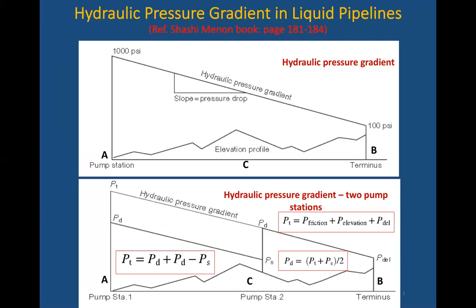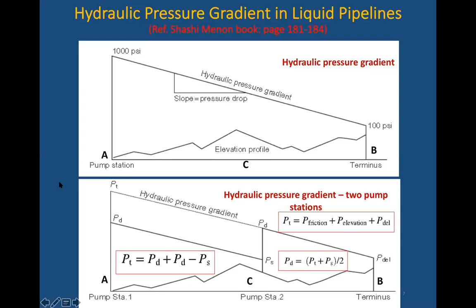What is the example? Suppose in this figure, point A, C, and B, we see that total pressure, PT, as we said already, is friction pressure plus elevation pressure plus delivery pressure. So here, if we connect this friction pressure with the discharge pressure and suction pressure, what we'll get? Suppose PT equals PD plus PD minus PS. According to this geometry, you can say that PT equals PD plus PD minus PS. So if we just rearrange the equation, we'll get PD equals (PT plus PS) by 2. And that equation we have to use for some calculation.